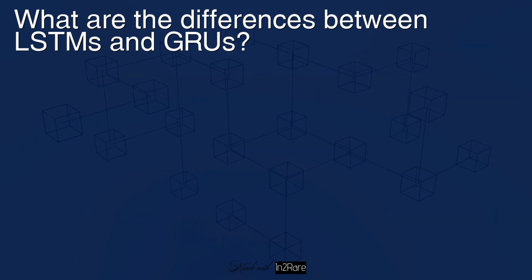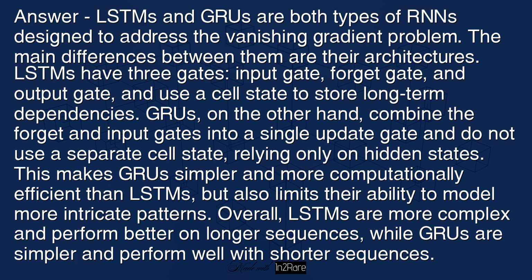What are the differences between LSTMs and GRUs? Answer: LSTMs and GRUs are both types of RNN designed to address the vanishing gradient problem. The main differences between them are their architectures. LSTMs have 3 gates: input gate, forget gate, and output gate, and use the cell state to store long-term dependencies. GRUs, on the other hand, combine the forget and input gates into a single update gate and do not use a separate cell state, relying only on hidden states. This makes GRUs simpler and more computationally efficient than LSTMs, but also limits their ability to model more intricate patterns. Overall, LSTMs are more complex and perform better on longer sequences, while GRUs are simpler and perform well with shorter sequences.